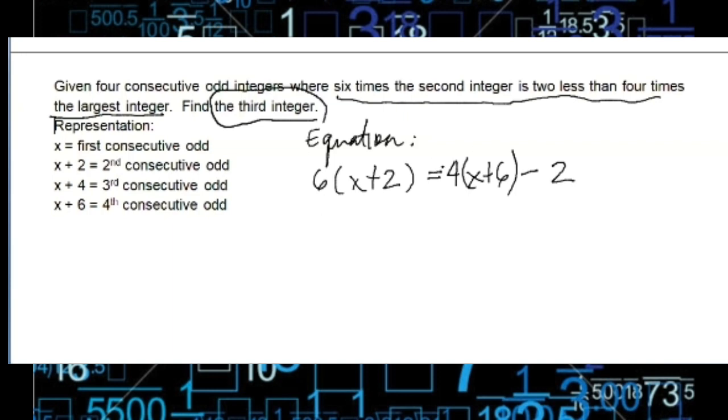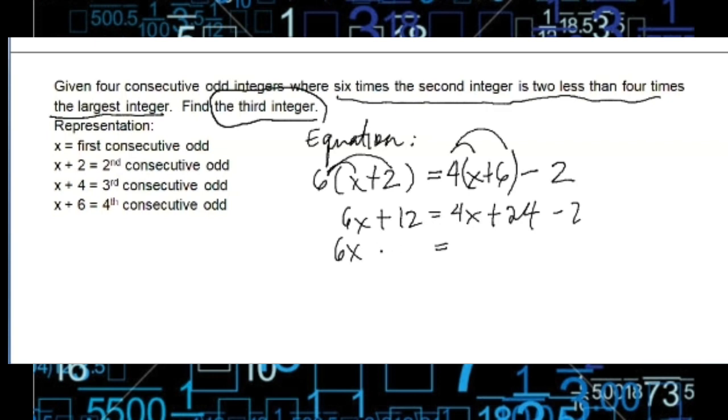Okay? Solve this equation. Distribute 6 times x, 6x. Then 6 times positive 2, positive 12 is equal to 4 times x, 4x. Then 4 times 6, positive 24 minus 2. Then combine similar terms. So, bring down 6x. Transpose 4x to the left. It will become negative 4x. Then, combine all the numbers at the right side. Bring down 24. Bring down negative 2. Transpose 12 to the right. It will become negative 12. Then, 6x minus 4x, 2x. Then, 24 minus 2, 22. 22 minus 12, 10.